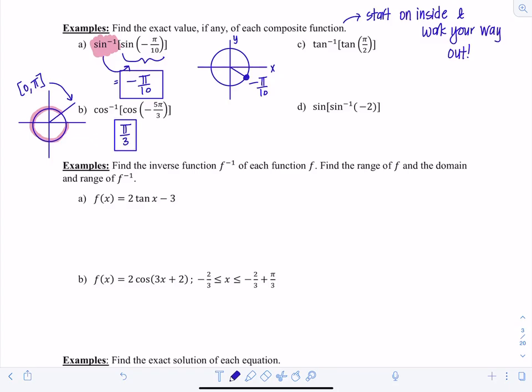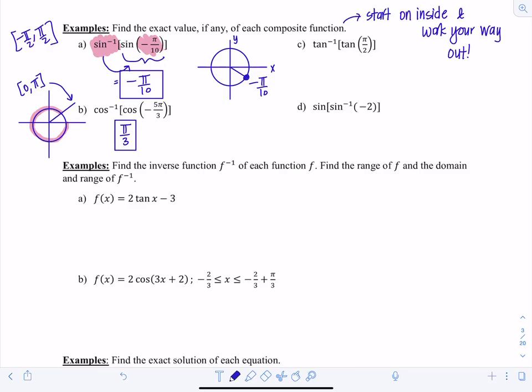Okay, so what's the difference between example A and example B? Well, example A, negative pi over 10, was within the interval of negative pi over 2 to pi over 2 for sine inverse. So if I apply sine and then sine inverse, the inverse function and the original function basically undo each other, and I just get back the angle that I started with. But in the case with cosine inverse, because negative 5 pi over 3 is not within the interval 0 to pi, when I take cosine inverse of that quantity, I have to give an angle that's coterminal that is within 0 and pi. Okay. All right, example C, tan inverse of tangent of pi over 2.